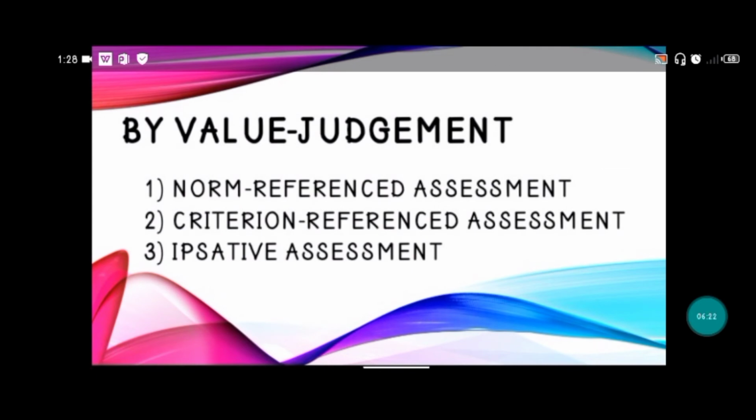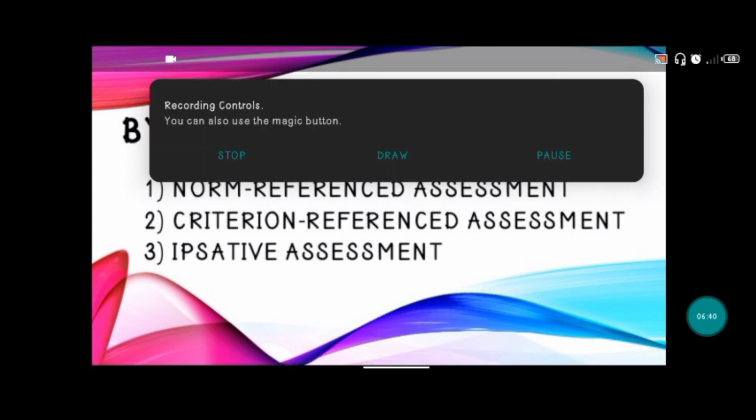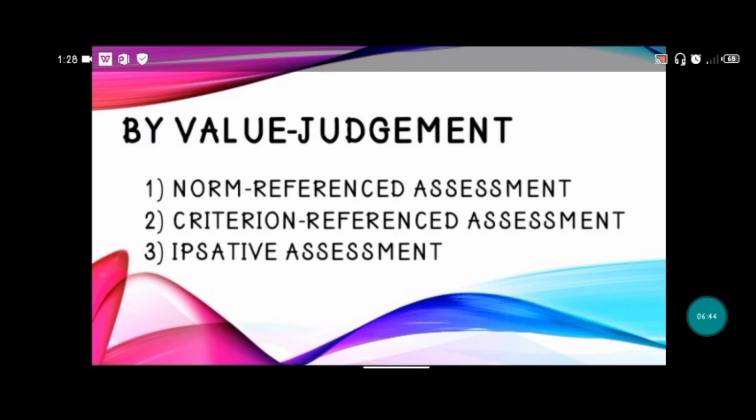Next is by value judgment. The assessment under this category consists of norm reference, criterion reference, and ipsative or self-reference. First is the norm reference assessment. So this category focuses on comparing the performance of one learner to others. Second is the criterion reference assessment. So the central interest of this assessment is to determine how the learner achieves a set of criteria in a required performance.